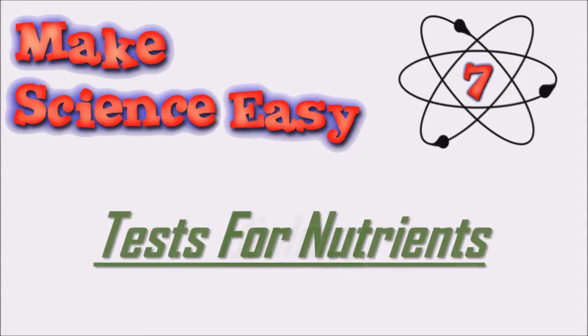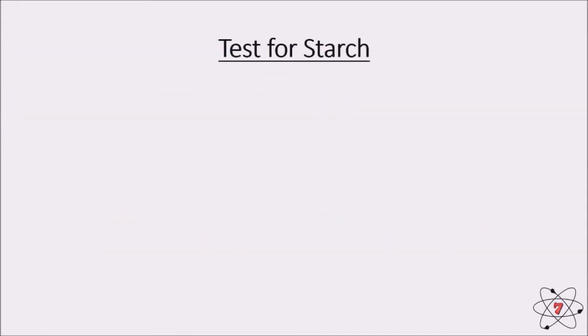In this lesson, we are going to be learning all about the tests for different nutrients. We're going to be discovering how we can test our foods to find out which nutrients are in them. And we're going to be having a look at each of the chemical tests so that you know how to do these tests yourselves. The first test that we're going to look at is the test for starch.